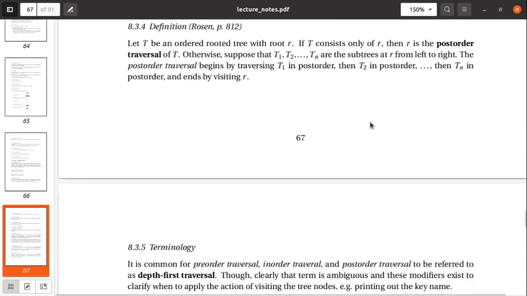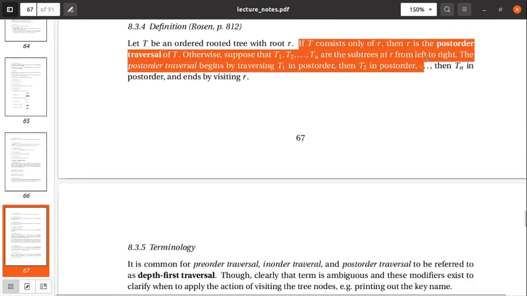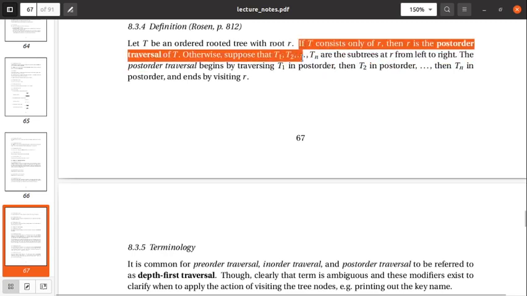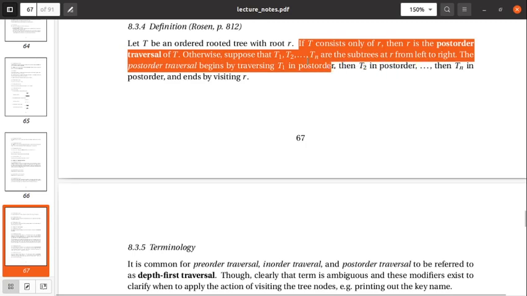Okay, so let T be an ordered rooted tree with root R. If T consists only of R, then R is the post-order traversal of T. Otherwise, suppose that T1, T2, Tn, etc. are the subtrees at R from left to right. The post-order traversal begins by traversing T1 in post-order, and then T2, and so forth, right?